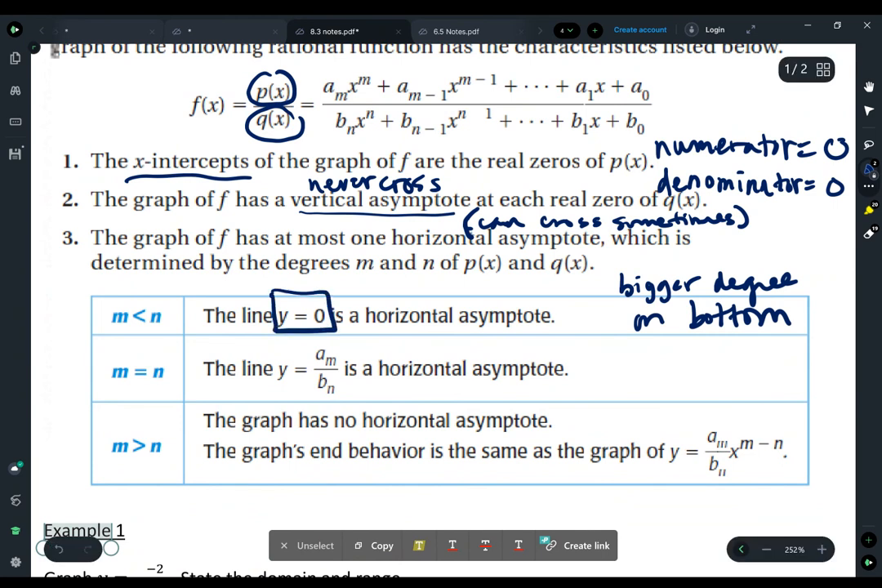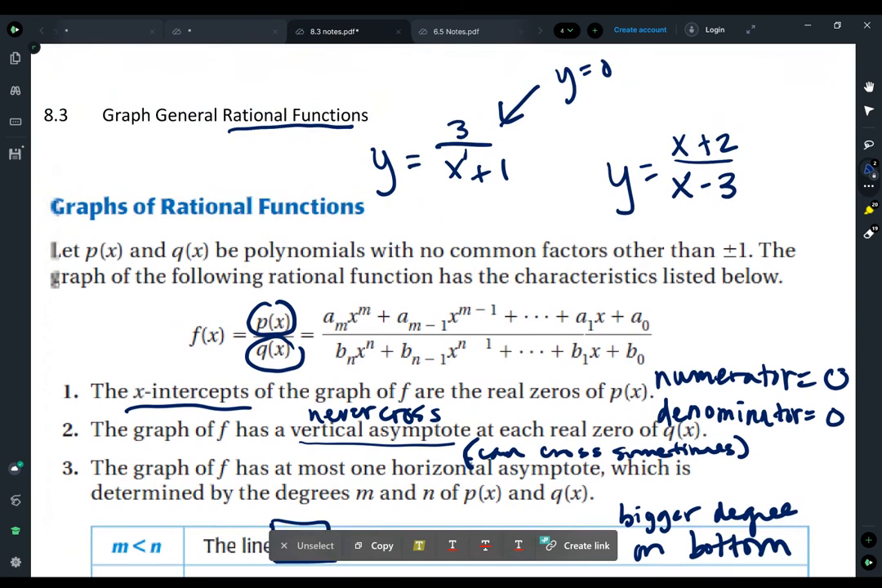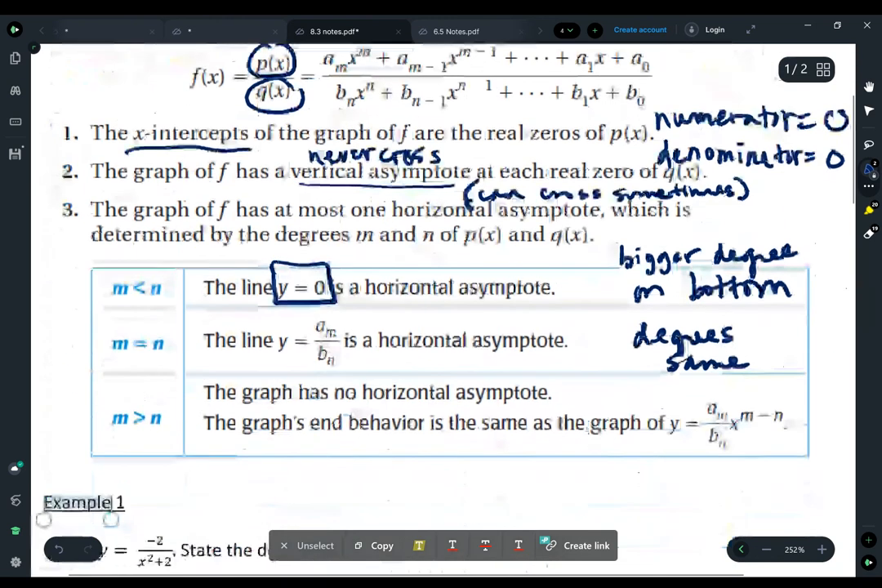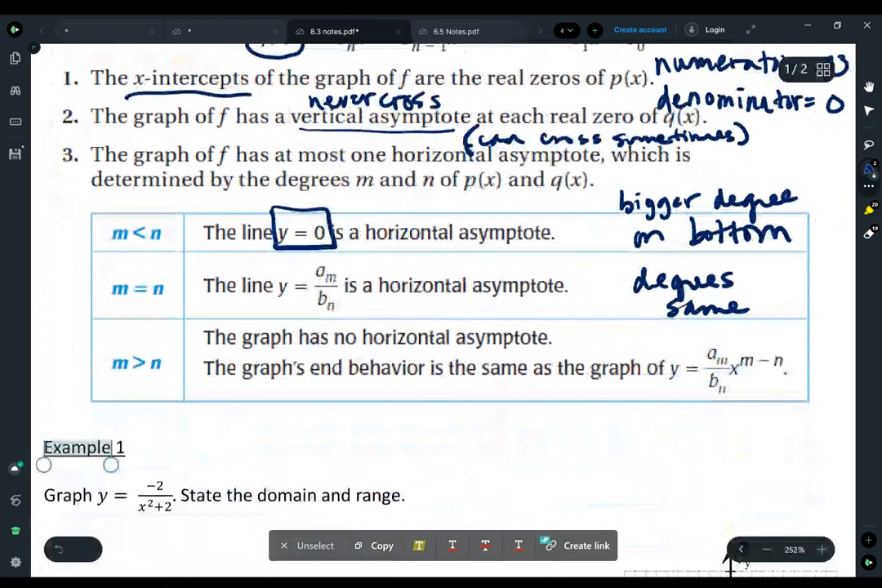So y equals 0. If our degrees are the same, and that's going to be like that second kind of rational function that we looked at in 8.2. So let's go ahead and scroll up. So those were linear in the top and bottom, but more importantly, the degrees were the same. What we did is we took the coefficients, those leading coefficients, and we made a fraction out of them. And so we said like y equals 1 over 1, which is just 1. So it's the same thing now today. It doesn't matter if it's a higher degree, if it's squared or cubed or whatever it is, as long as the degrees are the same, we're going to make a fraction out of the leading coefficients. So this is all in that middle box.